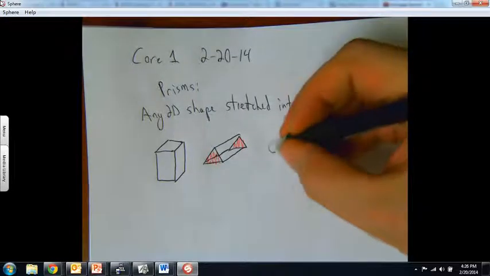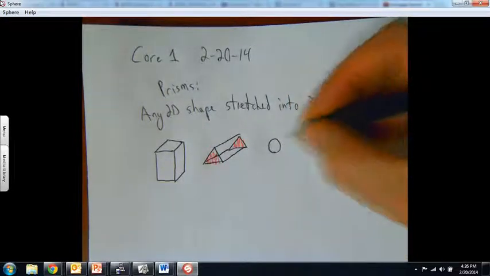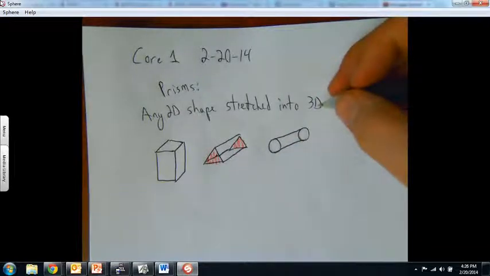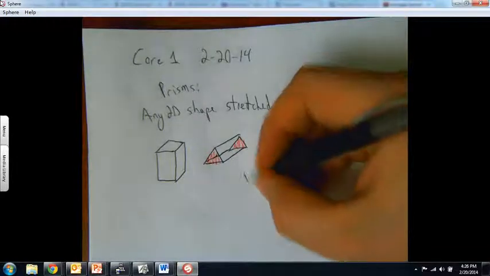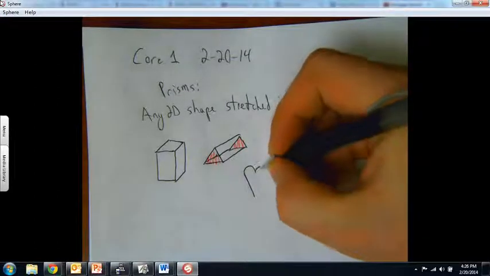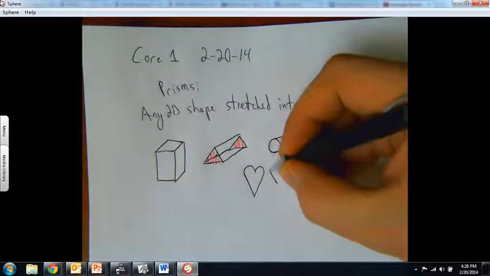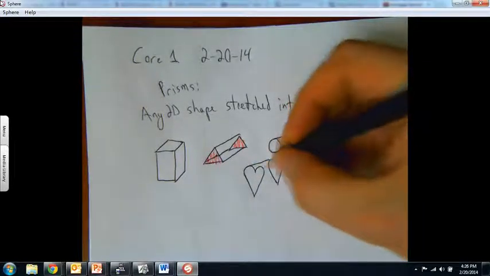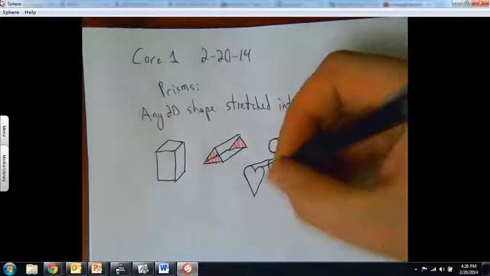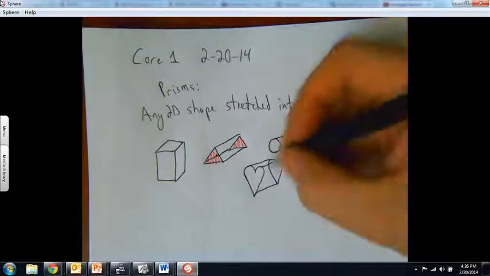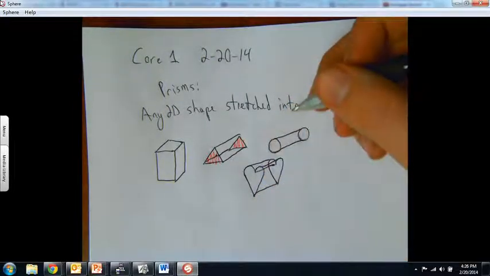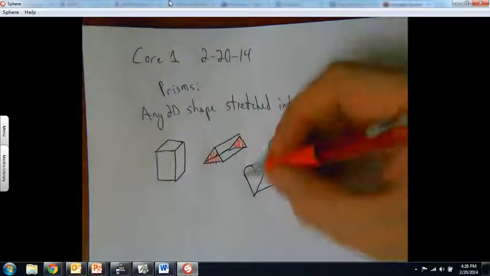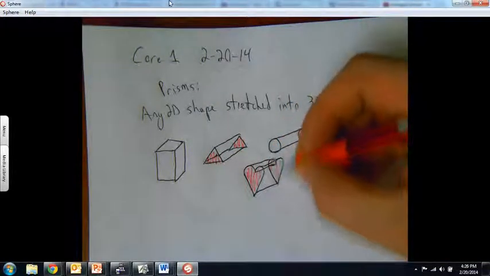We can have a circle that is stretched into 3D. Technically this is called a cylinder, but it meets the requirements of a prism. And we can have other non-conventional shapes, as long as it's the same exact shape on the front and the back. Good enough way to draw that. Okay, same exact shape, front and the back.